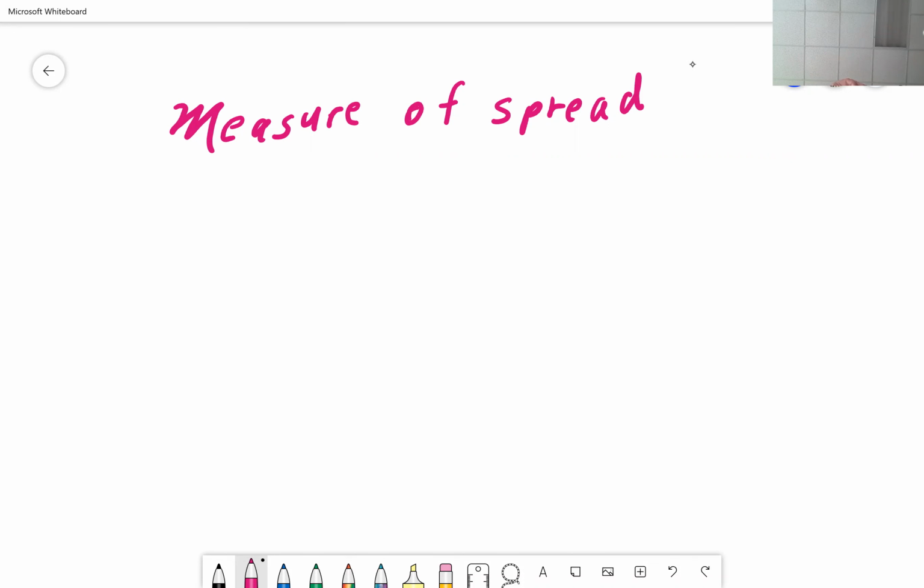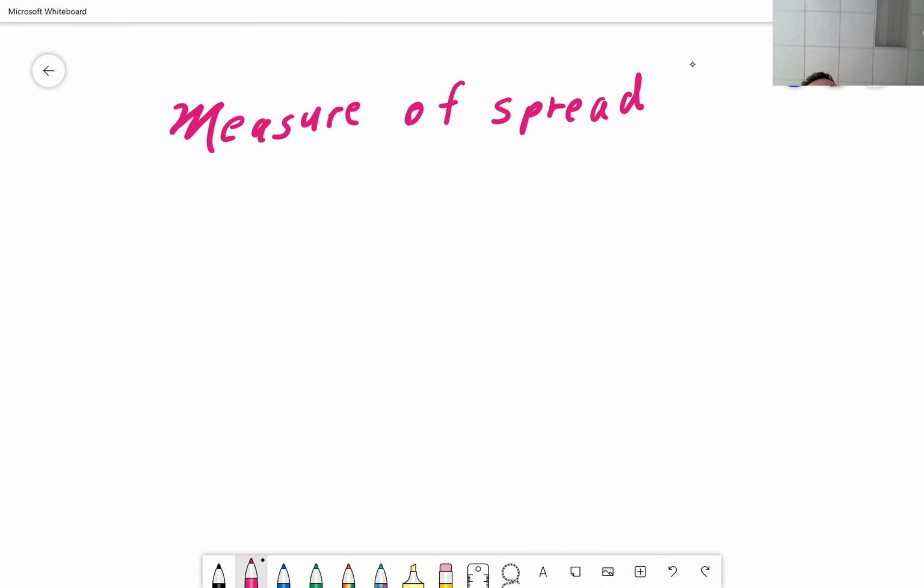Okay, so we've done just basic graphing and things like that, stem and leaf. And we've done measure of center. So we've done basically mean, median, mode. Now we're going to do measure of spread. So the spread is how far data is from each other.